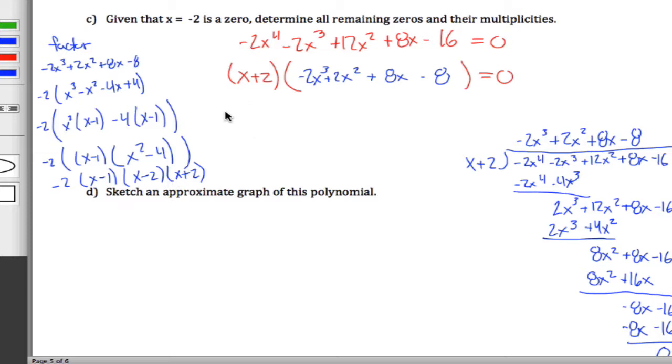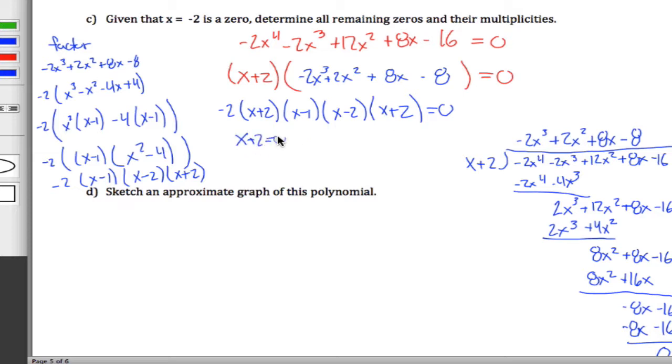The completely factored form of this polynomial is negative 2, this x plus 2, this x minus 1, this x minus 2, another x plus 2, completely factored. So if I want to figure out the zeros, I have to figure out what x's satisfy this equation. Negative 2 never equals 0.